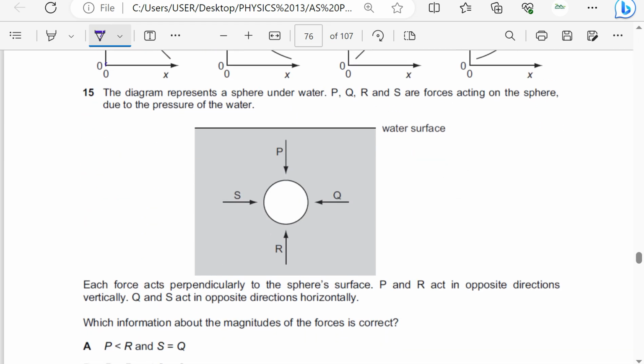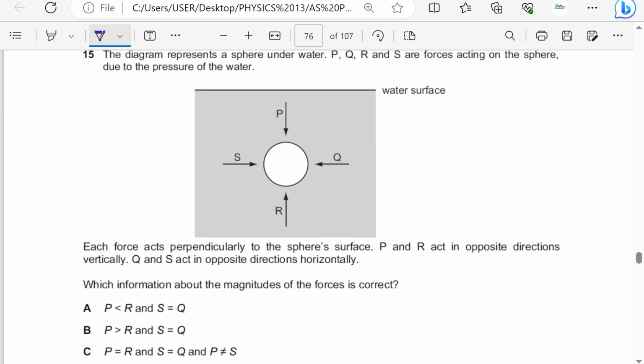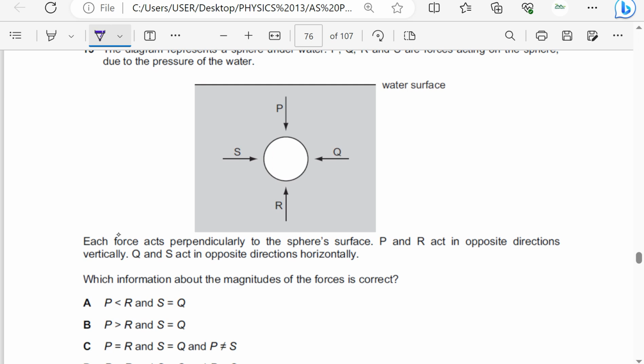The diagram represents a sphere underwater. P, Q, R, and S are forces acting on the sphere due to the pressure of the water. Each force acts perpendicular to the sphere's surface. P and R act in opposite directions vertically. Q and S act in opposite directions horizontally. Which information about the magnitudes of the forces is correct?